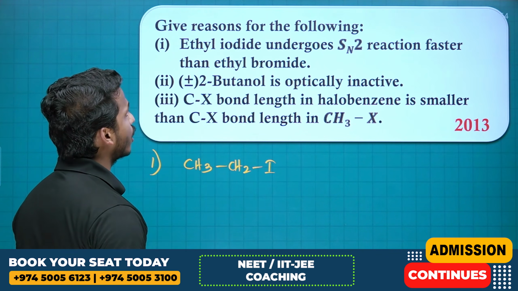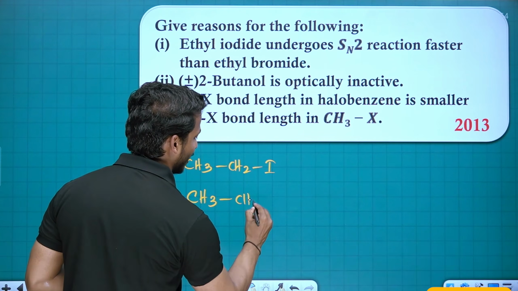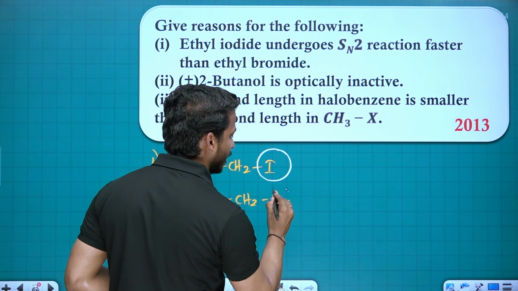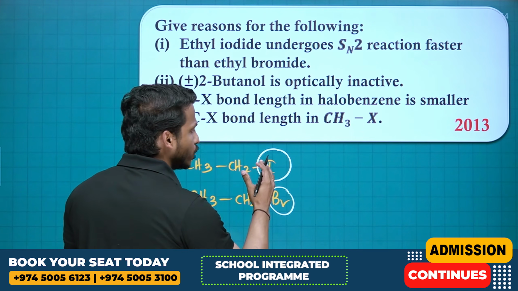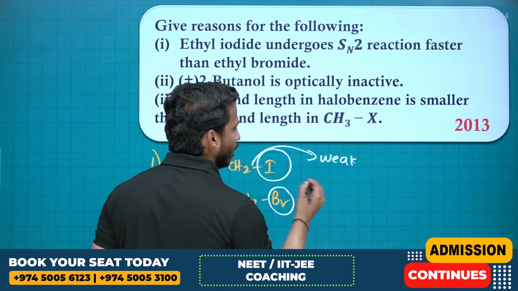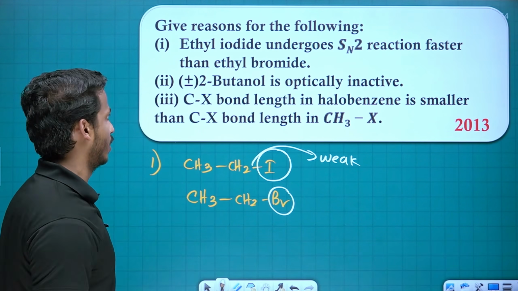Ethyl iodide undergoes SN2 reaction faster than ethyl bromide. You know, iodine is bigger in size than bromine. Because of the bigger size of iodine, the bond is very weak. This iodine is the best leaving group. It undergoes the reaction faster.